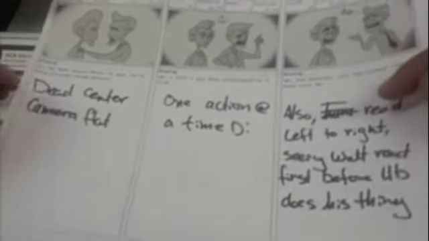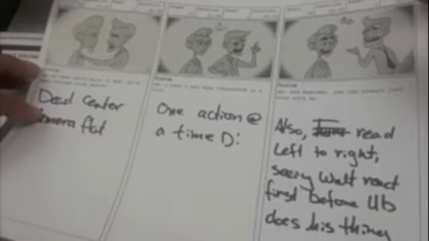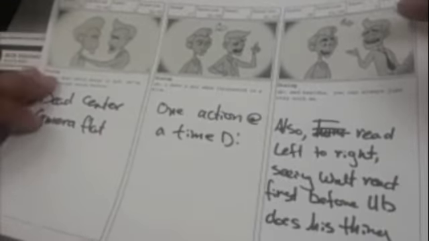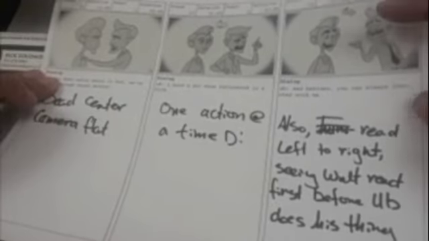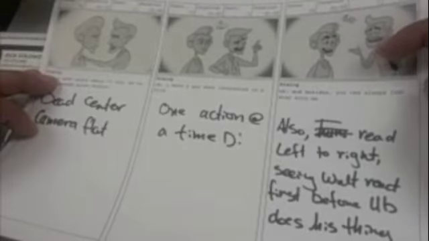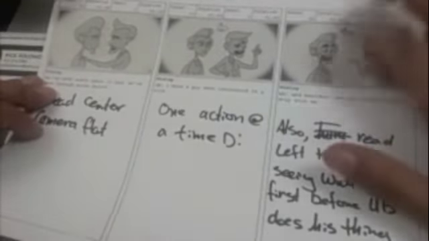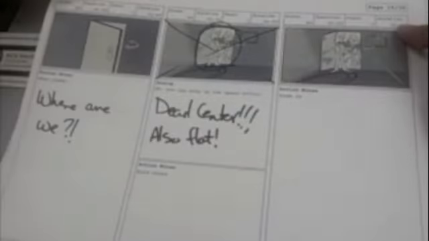I guess this is Iwerks inviting him to live with him. Dead center, camera flat, one action at a time. Also read left to right. See Walt's reaction before Iwerks does his thing. We probably should have had Walt react and then have Iwerks react on it. Why is Walt spinning around on this? I don't know what to tell you on that one.